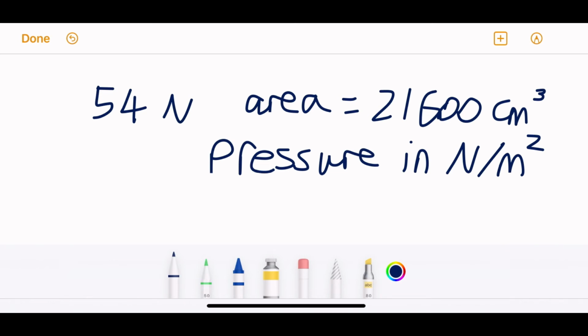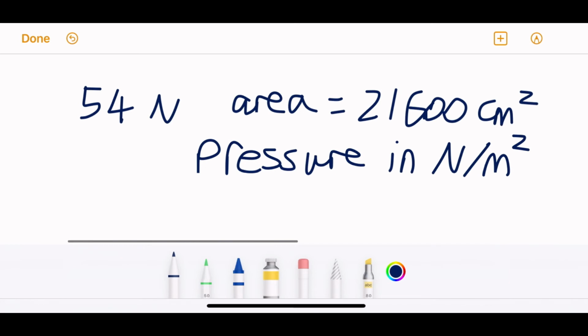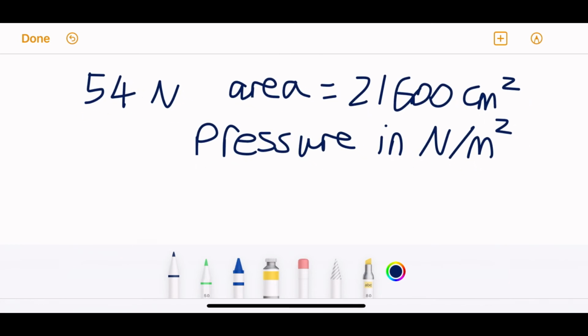Well, this is actually easy because everything is given. We know the newtons, we just need to find centimeters cubed. Oops, I made a mistake. Here it is centimeters squared. We just need to find centimeters squared in meters squared. Therefore, we are going to use the knowledge that we had. We looked at that before. That's converting between units of area.